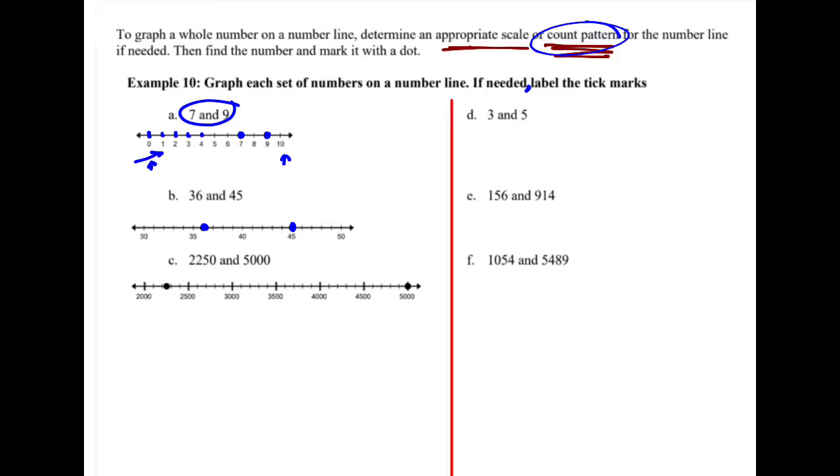All right, so 2,250 and 5,000. So we want to be certain we get both of these numbers on the same number line. So we're going to start at 2,000 and we're going to end at 5,000. We can get both numbers. Okay, so 2,250 is that dot, and 5,000 is that dot. Okay, let's try our own here.